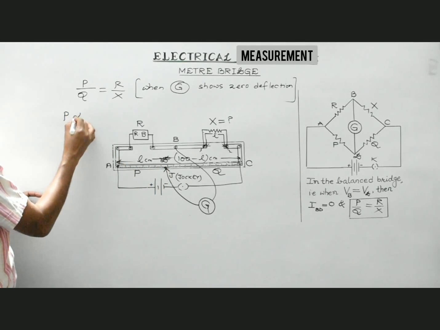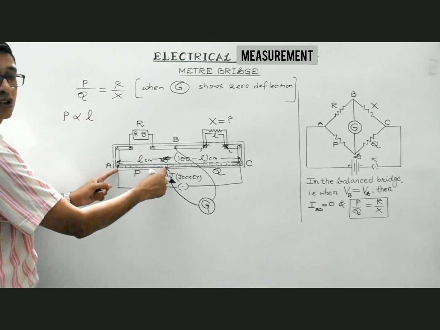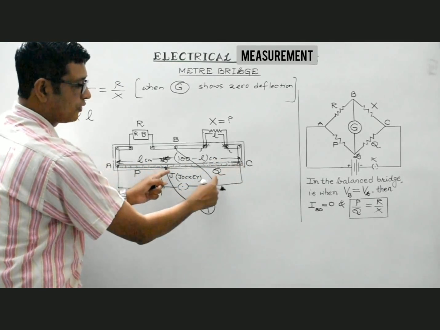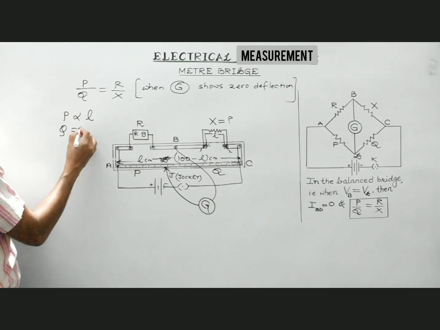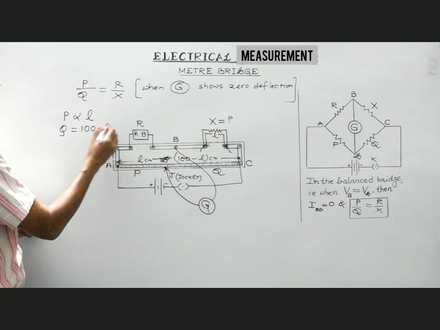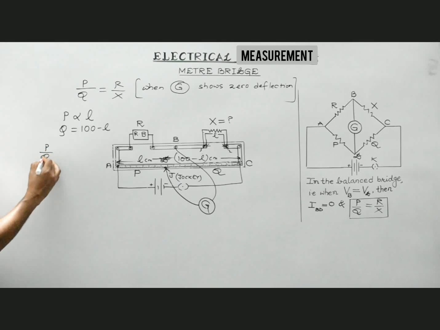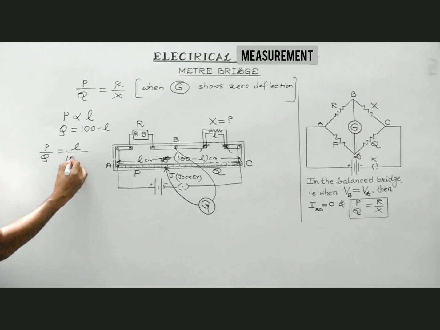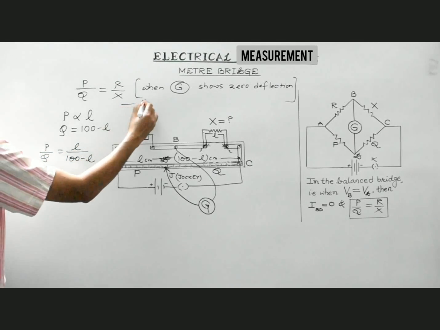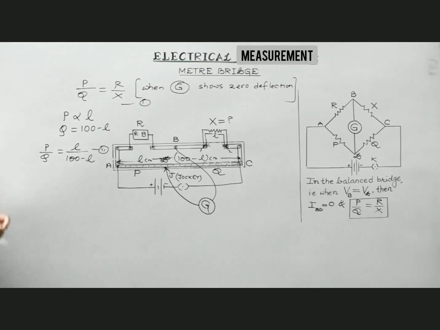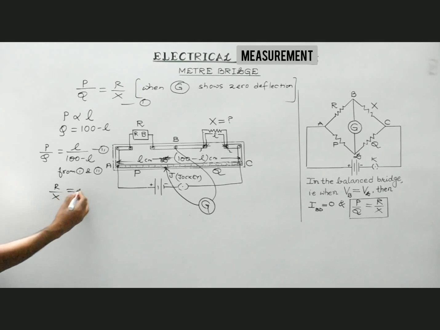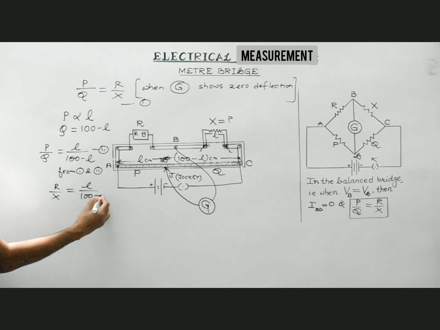So P would be directly proportional to the length of this portion, L. While this portion of the wire is offering resistance Q. So Q would be proportional to 100 minus L. Isn't it? So taking the ratio, what you get is P by Q is equal to L divided by 100 minus L. Put this as equation 1 and this as equation 2. So from these two equations, from 1 and 2, what you get is R by X is equal to L divided by 100 minus L.